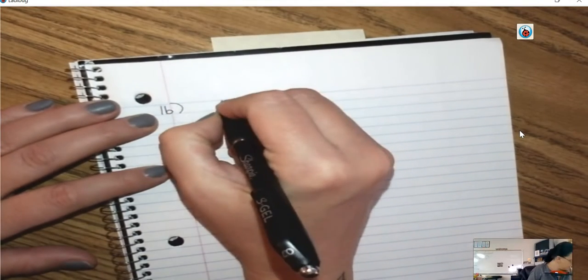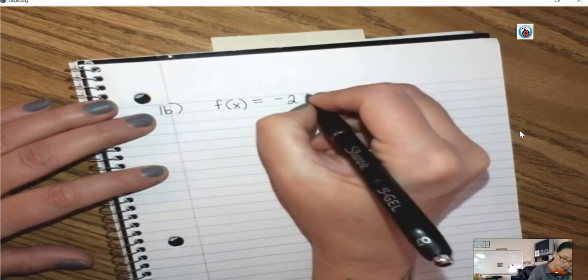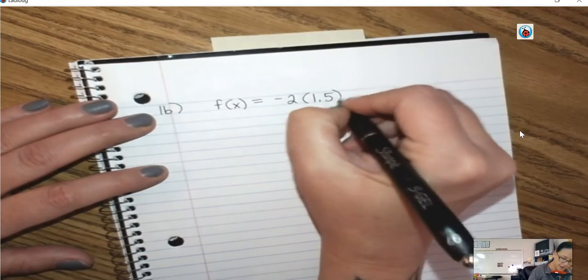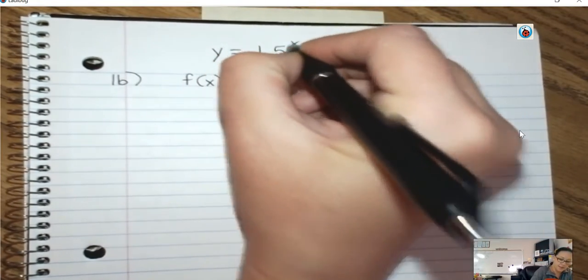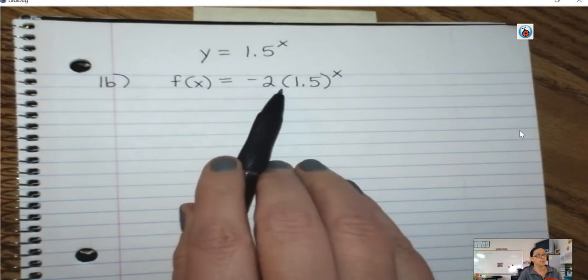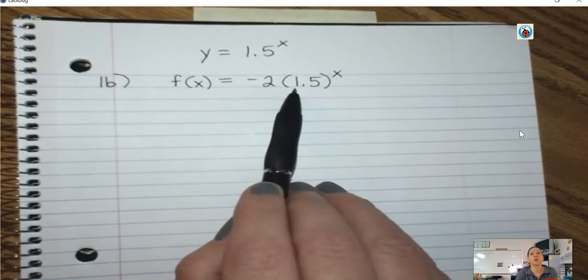Okay, this is 1b. Now I'm using f of x equals negative 2 times 1.5 to the x power. Remember, the original one is the 1.5 to the x. So I want to know how it changed from the original equation to this new one.